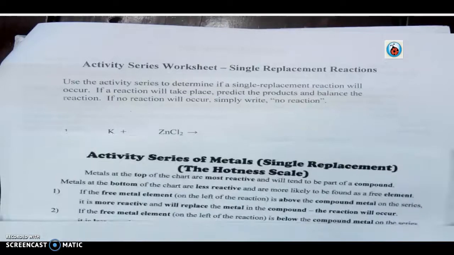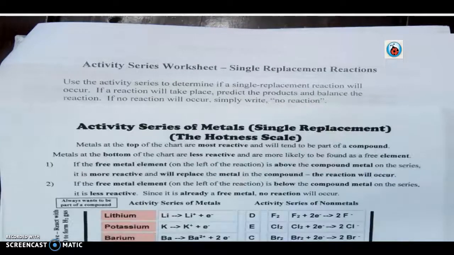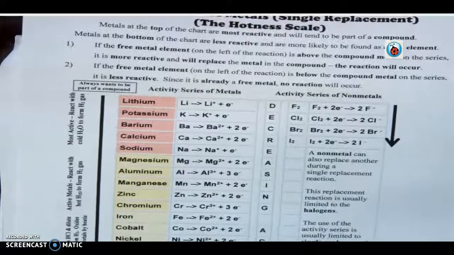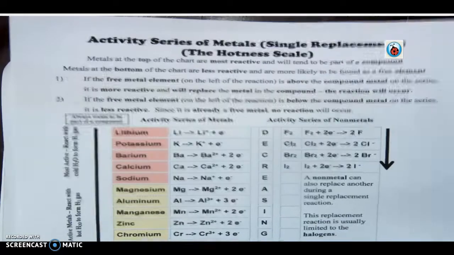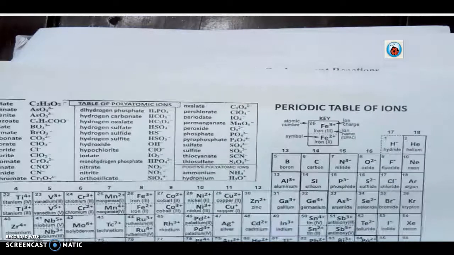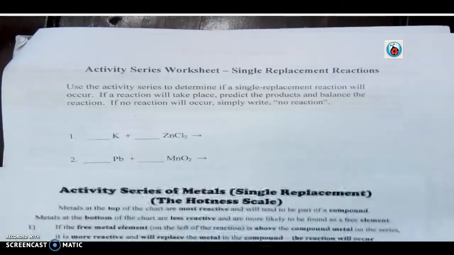Okay, here's our activities series worksheet, and these are all single replacement reactions. You'll need a couple of things. You're going to need this activity series of metals chart. If you don't have one, I have one in Canvas that you can print out or just pull up on your computer. All right, so you need this, and of course your handy dandy ion chart. Okay, so let's look at number 1.